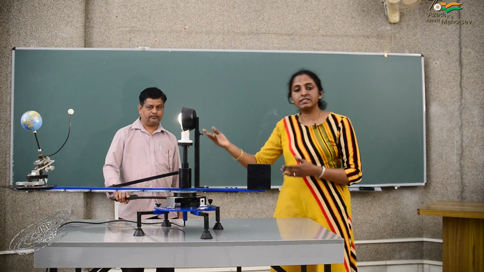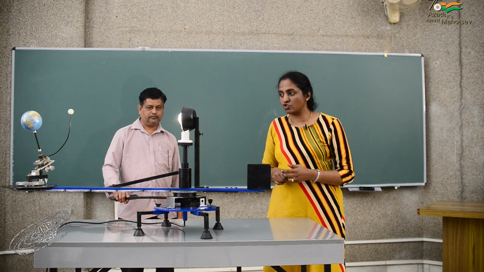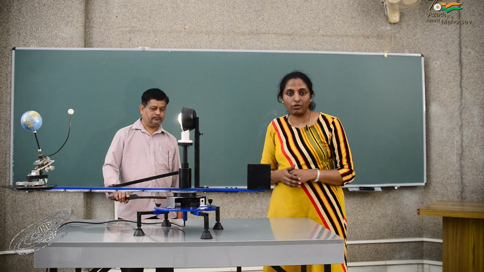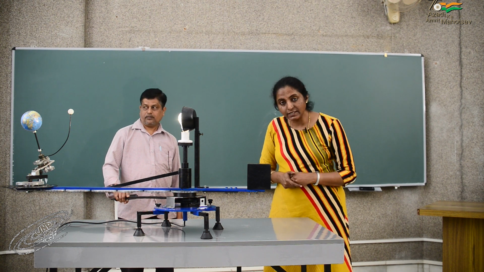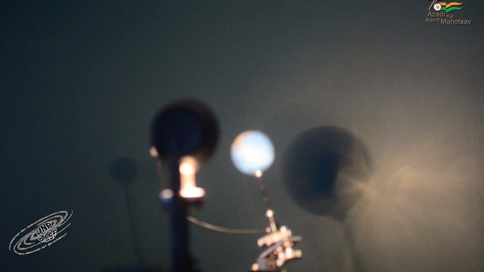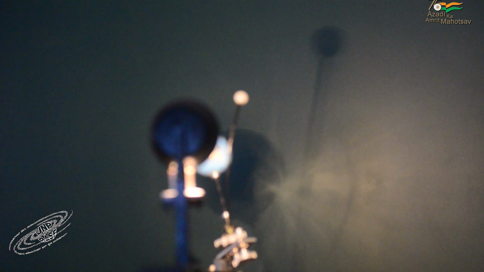So now, as we are seeing, this is again a situation of new moon. The moon and the sun are on the same side of the earth. But is this a situation of solar eclipse? No. This moon is not casting a shadow on the earth. Therefore, this will be a new moon but not a solar eclipse.